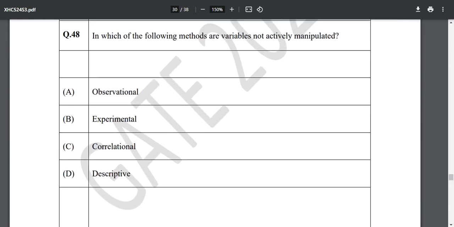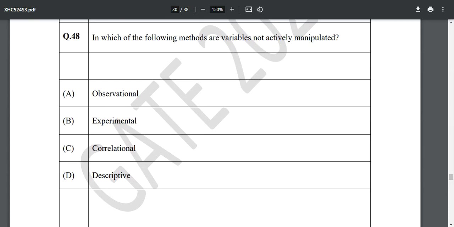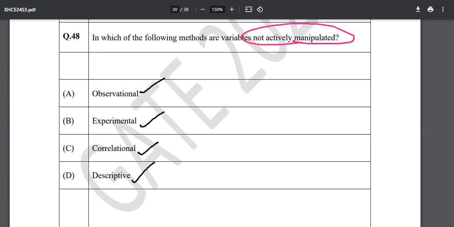Moving ahead, question number 48. In which of the following methods are variables not actively manipulated? Observational, experimental, correlational, and descriptive. As you all know, we manipulate the variables in experimental conditions. So B is crossed. Correlational, descriptive, and observational are the methods in which we do not actively manipulate the variables.